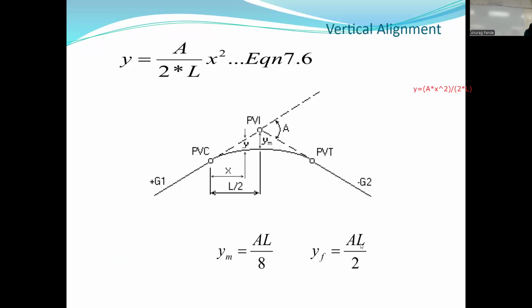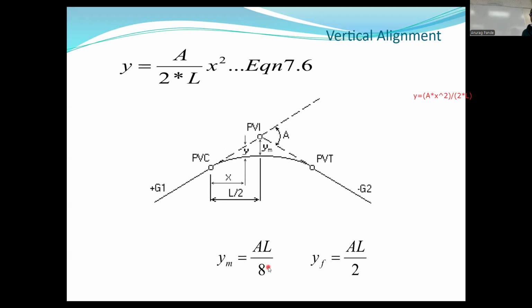You can define some special values of the offset. If you plug in x equal to L over 2, that will define the offset at PVI, also called Y sub M, and that is AL over 8. I hope I don't have to explain how it came to be: you just plug x equal to L over 2 into y equal to Ax squared over 2L. If you plug in x equal to L, you get Y sub F, the final offset, which is just AL divided by 2. So these are some special cases of the offset value.